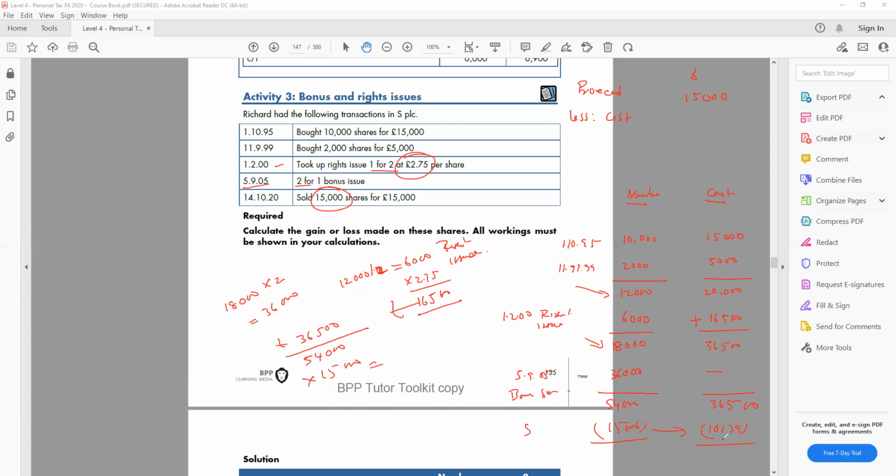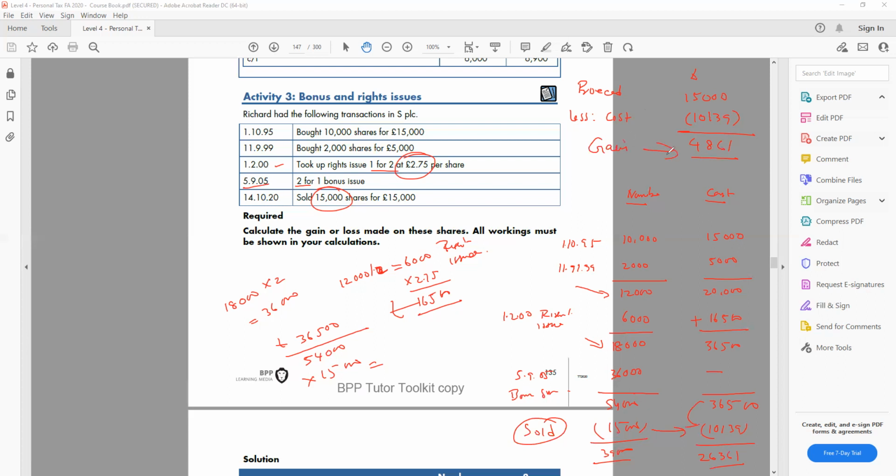If we sold 15,000 shares, how many shares do we have left? We have 39,000 shares left. And the cost for that is 26,361 remaining, this minus this. We now can deduct the cost for 15,000 shares, which is 10,139, and that will tell us how much is the gain. So the gain is 4,861.